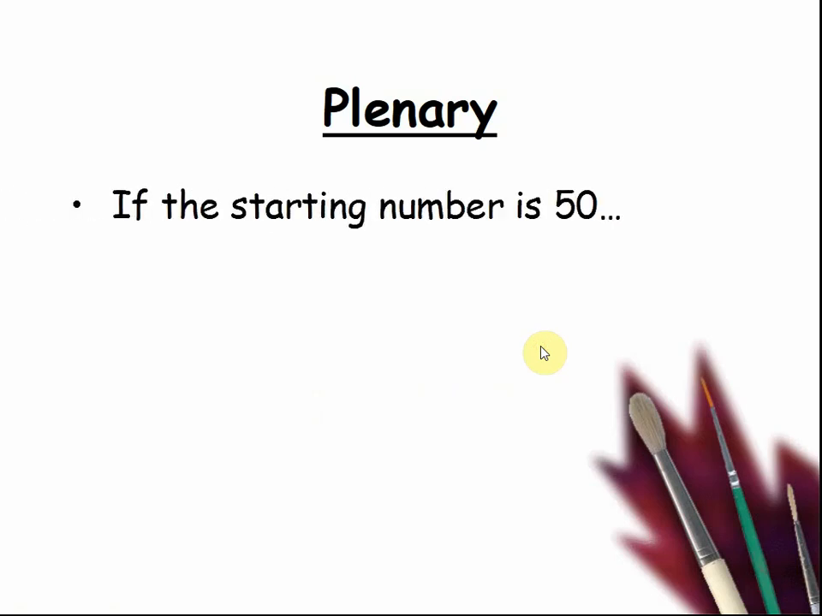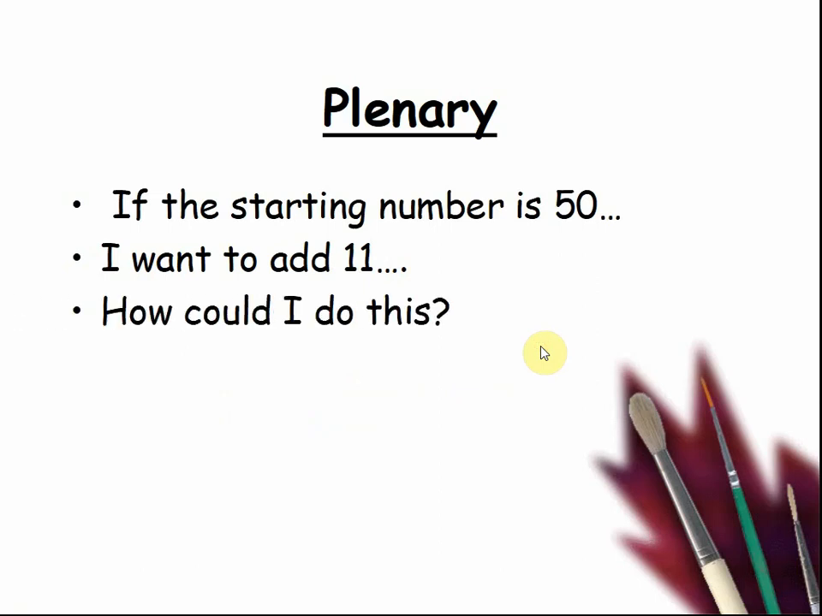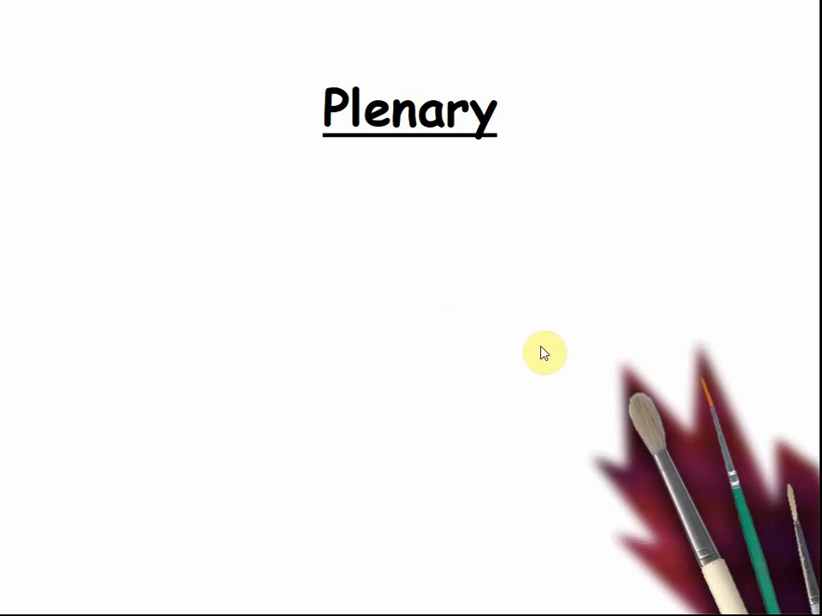If the starting number is 50, I want to add 11. How could I do this? How else could I do it? Pause the video and listen to each other's explanations and ideas.